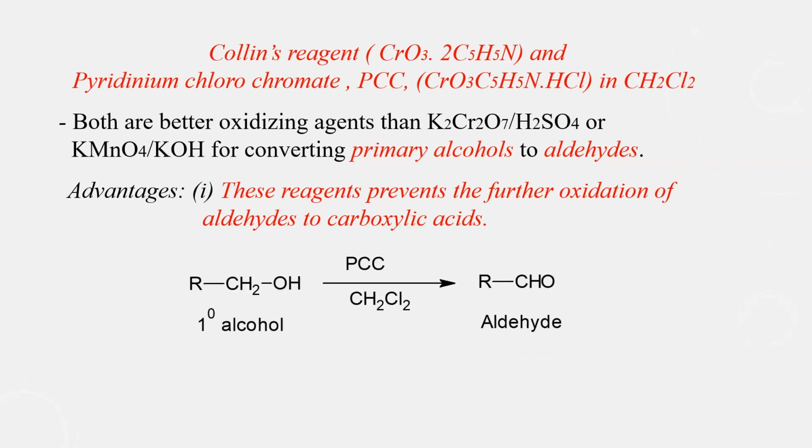Suppose this is the reaction: primary alcohol, RCH2OH, the CH2OH group is a primary alcohol. PCC, pyridinium chlorochromate in methylene dichloride, is used as an oxidizing agent. So this oxidizes the CH2OH, that is the primary alcoholic group, to an aldehyde group. So aldehyde is the final product. Means when PCC is used, it prevents the further oxidation of aldehydes to carboxylic acids.